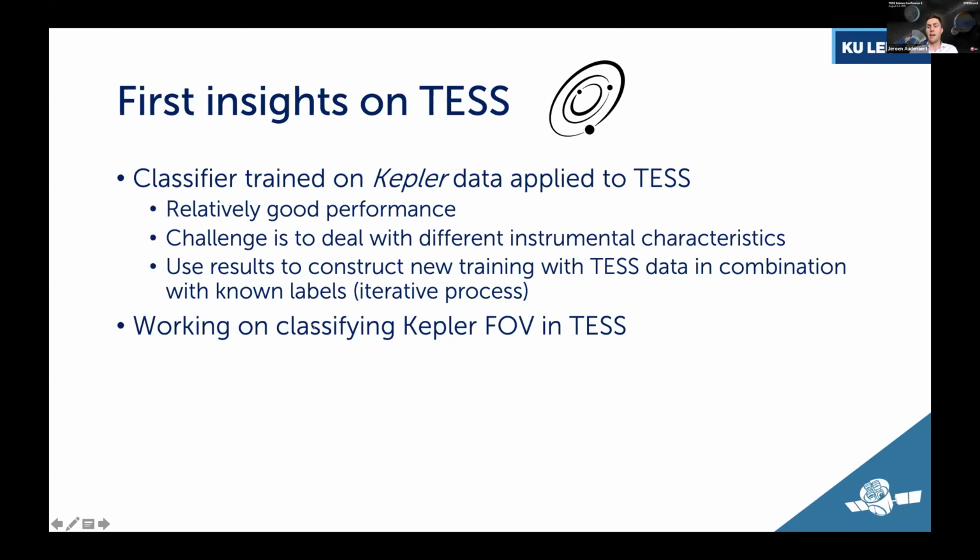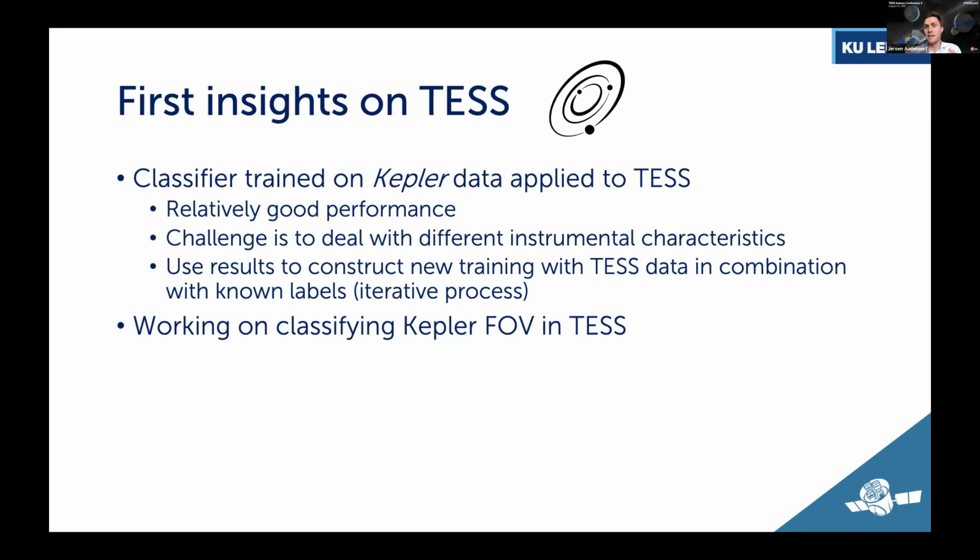Now, we also applied it to TESS to get some first insights already. We will release the classifications later on in the year. But the first insight we got right now is that we trained our classifier on Kepler data and then applied it to TESS. And we see that we're still getting relatively good performance. Now, this is good news that even though it's trained on a different survey, we still get okay performance on TESS, which is very nice. But the challenge is that we still have to deal with different instrumental characteristics that are present in the TESS data, and are not in our training set, of course.